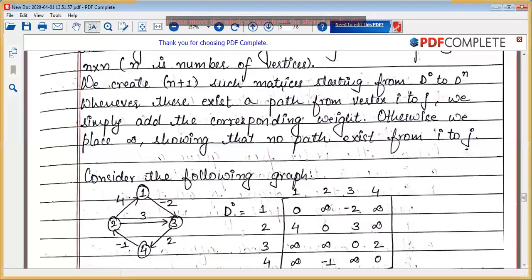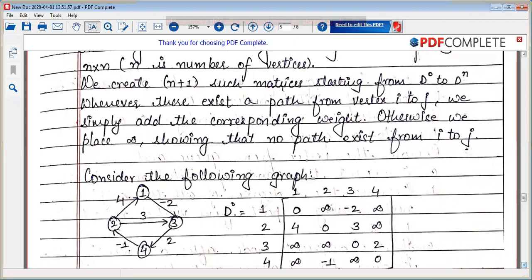So this is just a simple representation of a matrix. Whenever there is an edge, identify the weight, note that weight and add it to the matrix. Whenever there is no direct path, simply write down infinity. And because this kind of matrix does not have self loops, we write down 0 in the diagonal elements. So this is how D0 is filled.